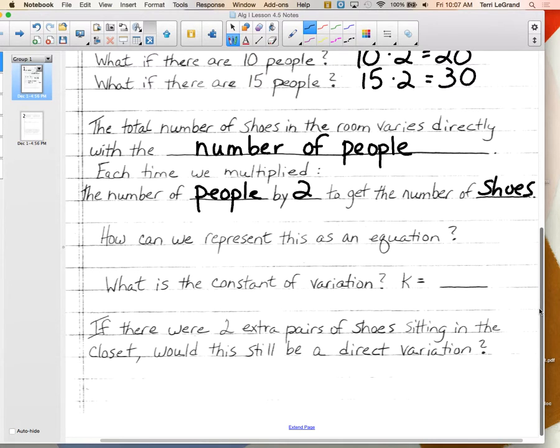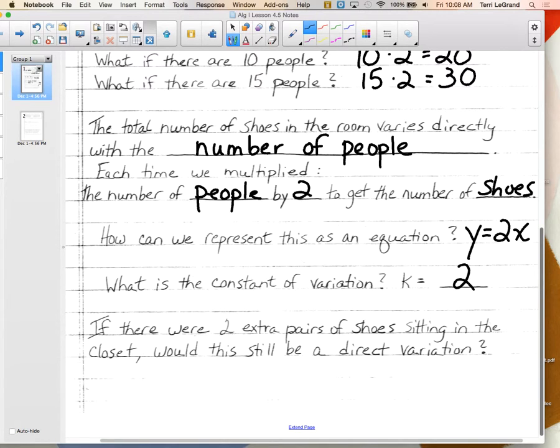How could we represent this one, that no shoes in the closet, as an equation? The total number of shoes varies directly with the number of people. John? Y is equal to 2x. Y being the total number of shoes varies directly with the number of people. Take 2 times the number of people because every pair of shoes has 2 shoes in it. So what is our constant variation in this situation? What's our K value? 2. K equals 2. What we multiply the x by becomes our constant of variation.